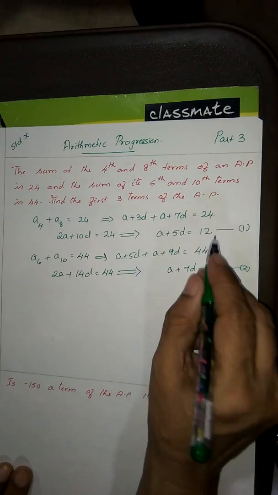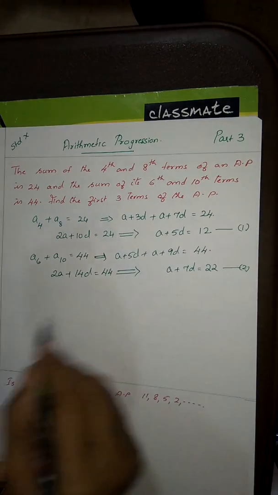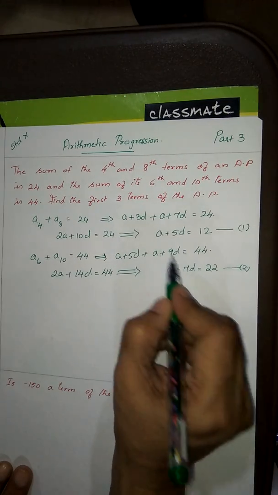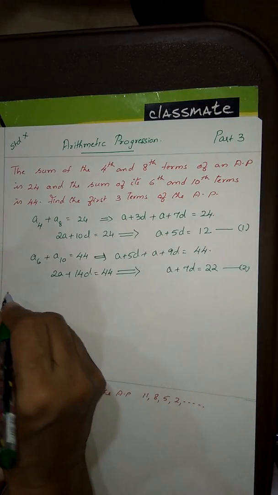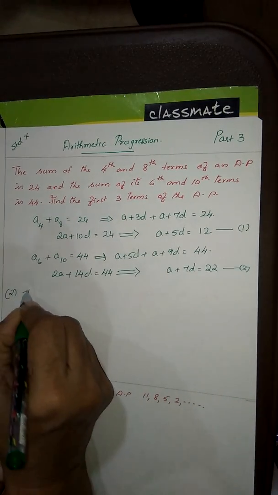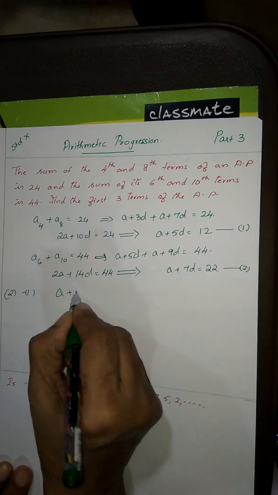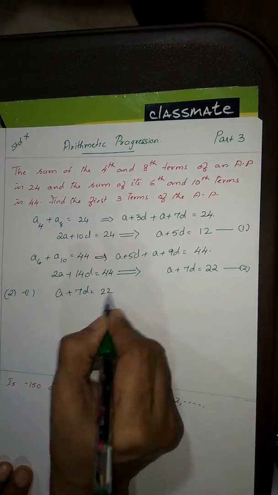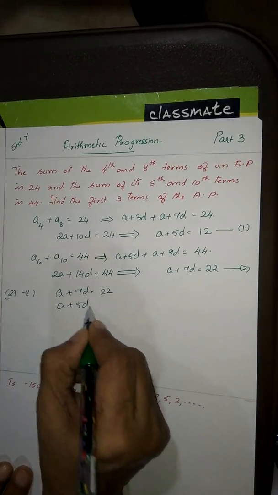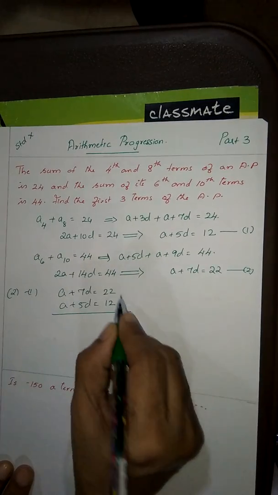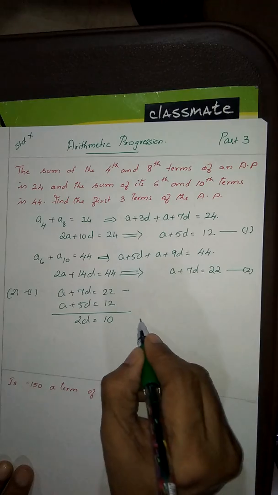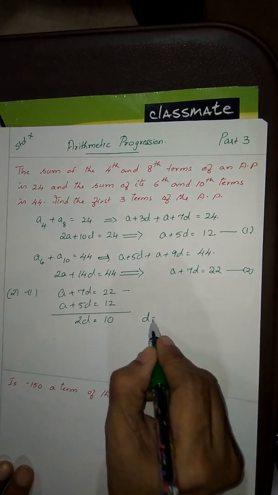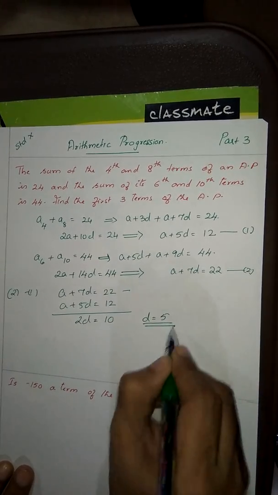Now you have two equations and two unknowns. So we will subtract 2 minus 1. So A plus 7D equal to 22, A plus 5D is equal to 12. Subtracting, you get 7 minus 5, 2D is equal to 10, from which you get D is equal to 5.